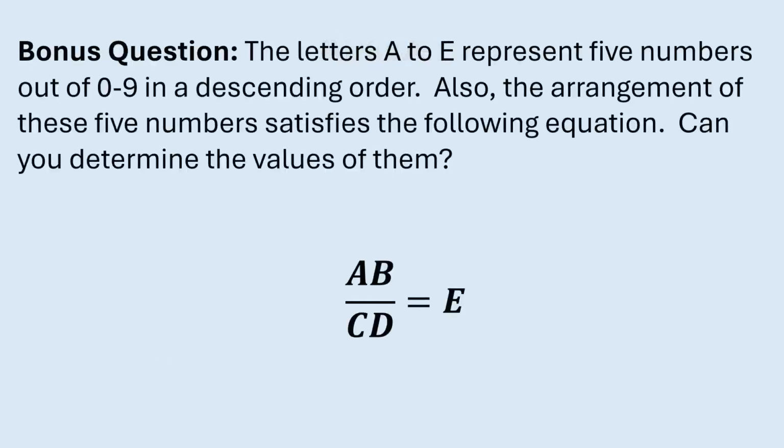Here is another bonus question if you are interested. The letters A to E represent 5 numbers out of 0 to 9 in descending order. So similarly, these 5 numbers are single digit, with A being the maximum and E being the minimum. Also, the arrangement of these 5 numbers satisfy the following equation: AB divided by CD is equal to E. Again, based on this information, can you determine the values of these 5 letters A to E? And you can pause this video again and spend some time to work on it, and then we come back for the answer.